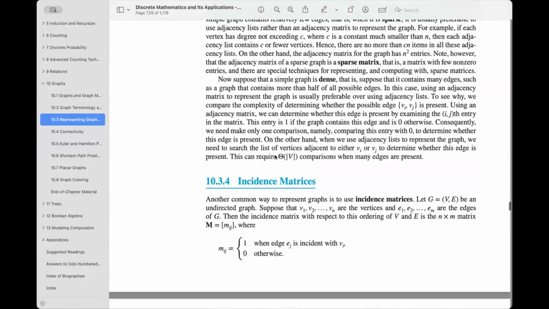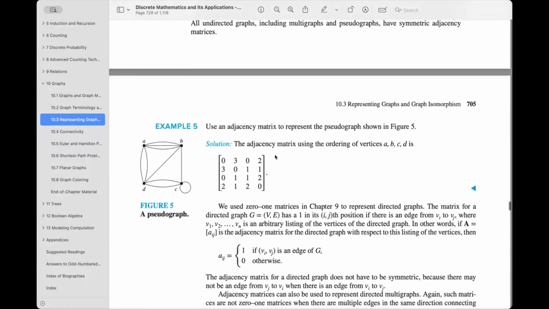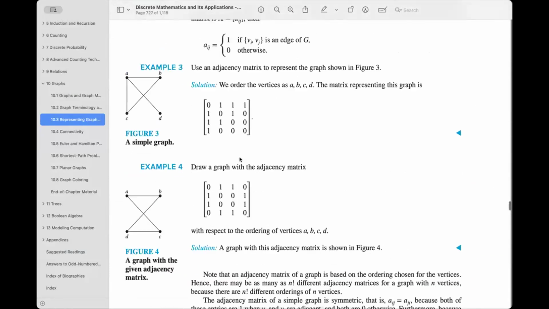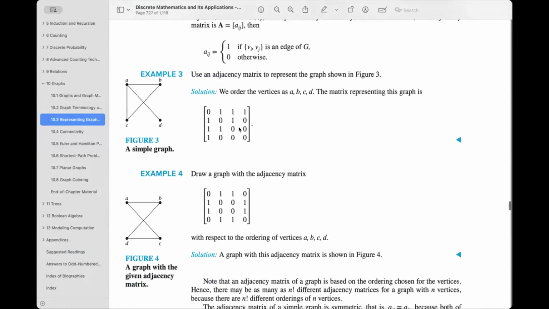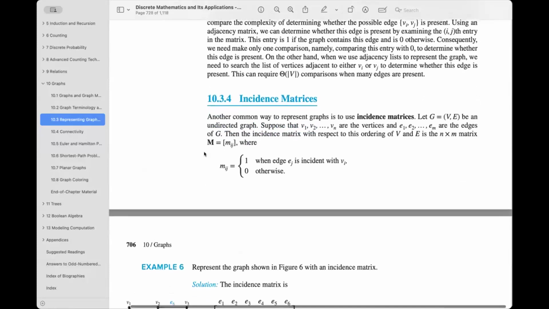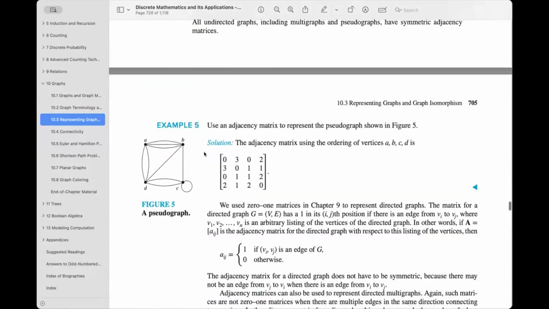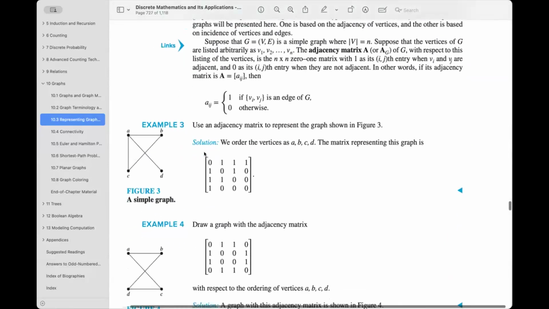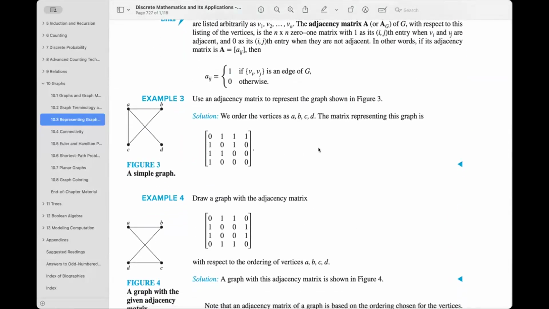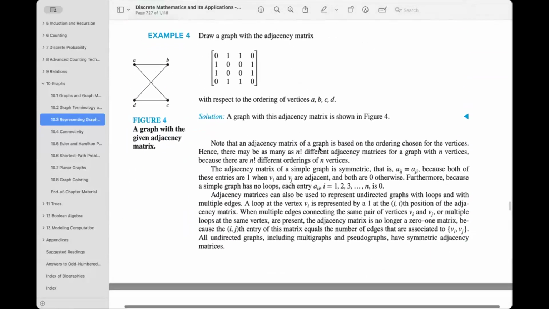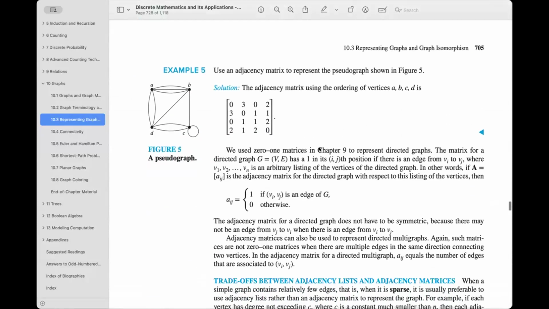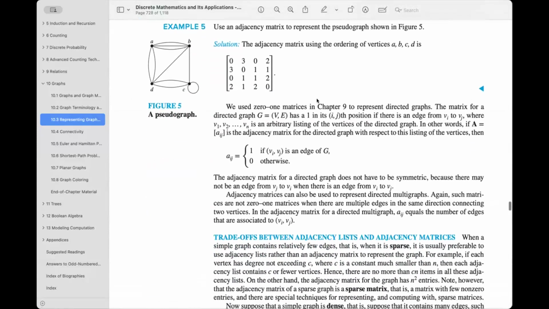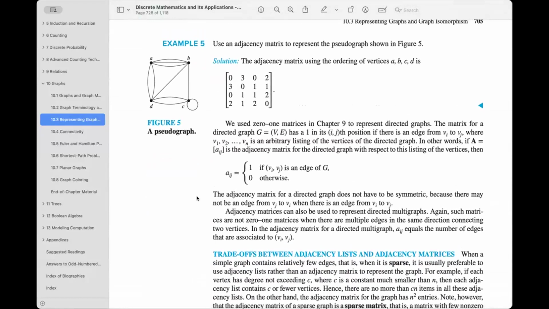This is the adjacency matrix. Where's the directed one? Do they not have a directed one? They should have one. For some reason the textbook doesn't have one for a directed graph, but they do exist. They just don't have a diagram for it.